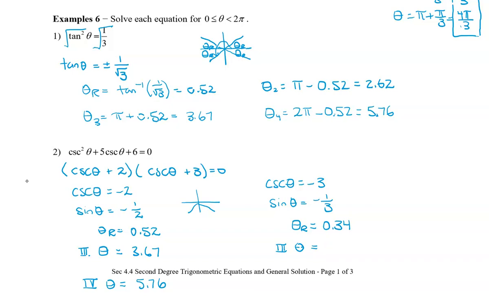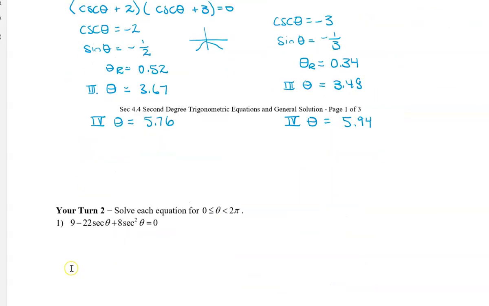Pi minus 0.34, which will, let me just repeat that again. It actually is pi plus 0.34. So that would be 3.48. And then in the fourth quadrant, it's going to be 2 pi minus 0.34 to give us 5.94.